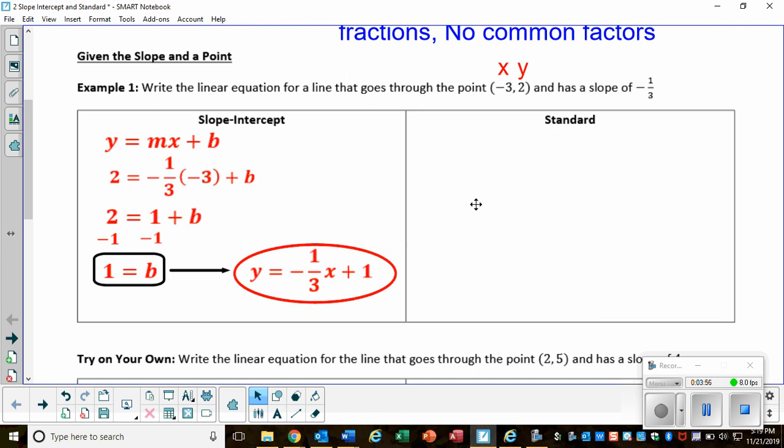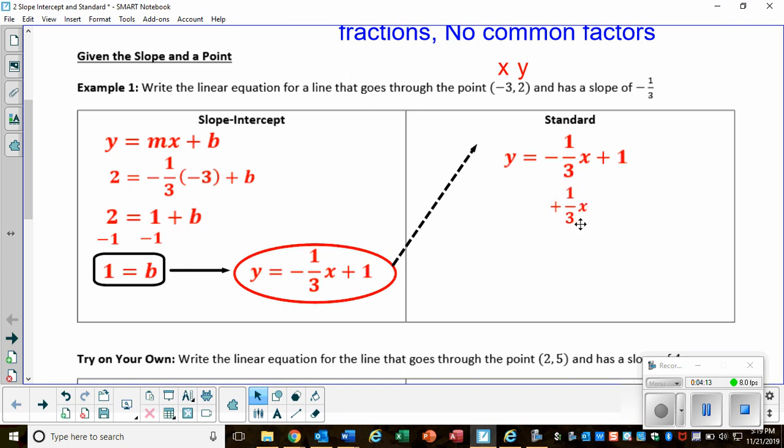Now, to go to standard form, I'm going to use this that I just found for my standard. So I'm going to take my slope-intercept form, and now to change it to standard form, what I'm going to do is get the x value on the same side as the y. So I'm going to move it over.